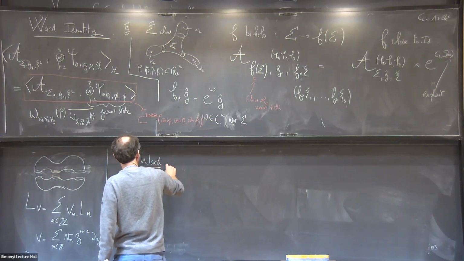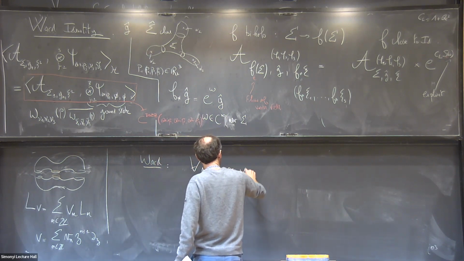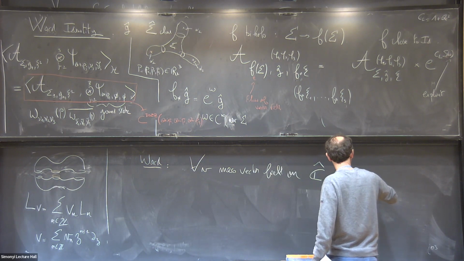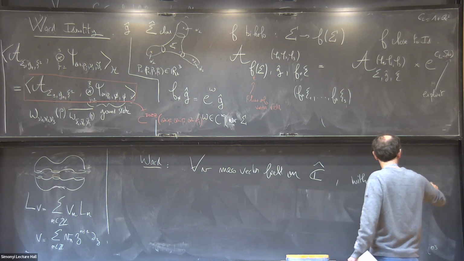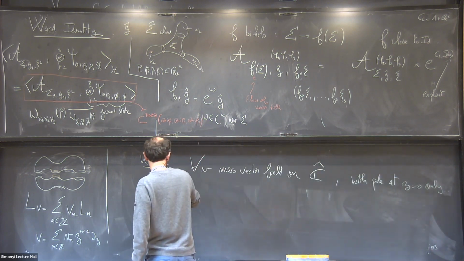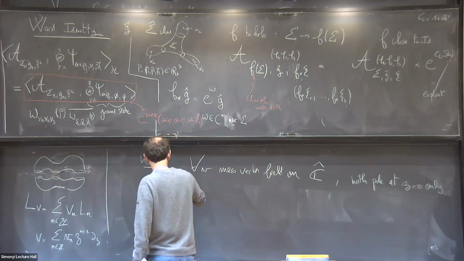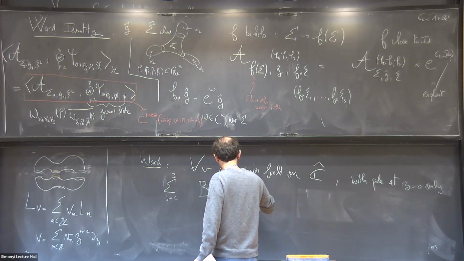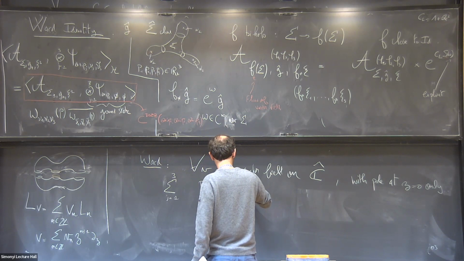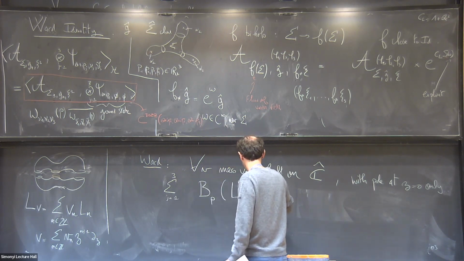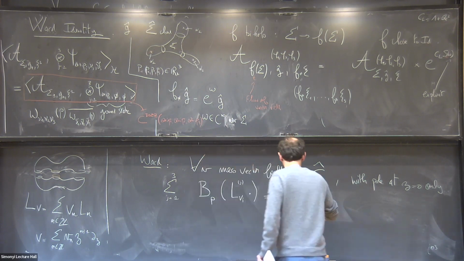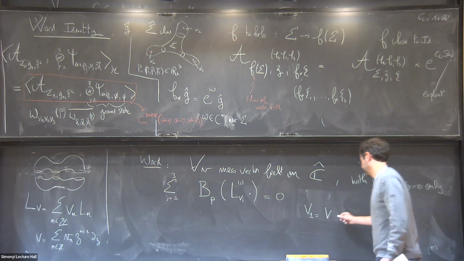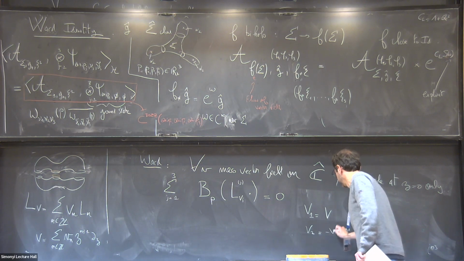So it's another version of Ward, if you want, is that for any V meromorphic vector field on the Riemann sphere with pole at z equals 0 only, what you get is that the sum for j equal 1, 2, 3 of B_P composed with L_{V_j}, is 0, where V_1 equals V, and V_2 equals minus V, and V_3 equals minus V.